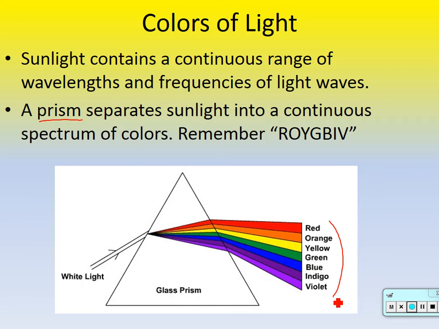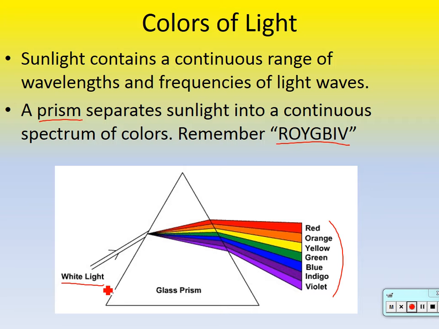How can we remember the colors of the rainbow really easily? ROYGBIV. ROYGBIV, yeah. So a prism separates sunlight into the continuous spectrum of colors. Remember ROYGBIV. What does the R stand for, guys? Red, orange, yellow, green, blue, indigo, and violet. Okay? So that's how we know that white light contains all the colors of the rainbow. We can shine light through the prism and it separates them.